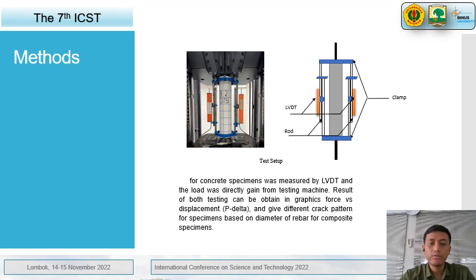In the next slide, here we try to introduce you to our setup. Our setup is quite special. Here are the LVDT and the rod and the clamp. We created our own test setup to support our test while placing into the UTM. So the concrete specimen deformation was measured by LVDT, and the load was directly gained from the testing machine. So the results of both the LVDT and the UTM can be obtained into the graphic force versus displacement, or P delta, and it will give different crack patterns for specimens based on diameter of rebar for composite specimens.